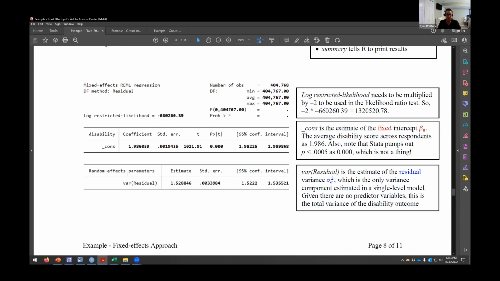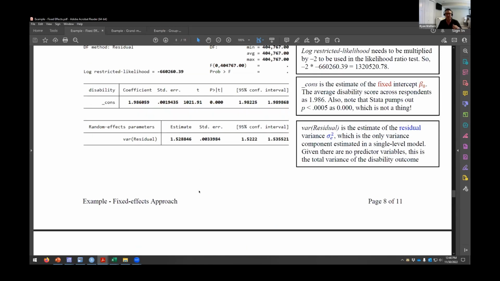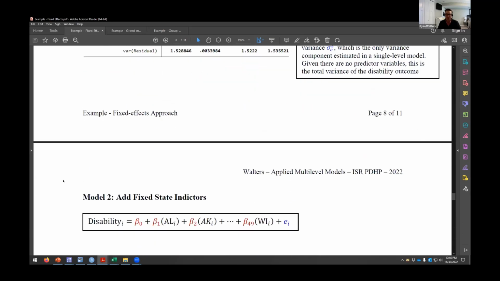In our random effect parameters, we have our model for the variance. In this case, we only have a residual variance. The residual variance is 1.52. So that's the total variance in our outcome, disability, given that there are no predictors in the model as of yet. So this was just a starting point to see where we start, both in terms of the fixed intercept and the residual variance estimate.